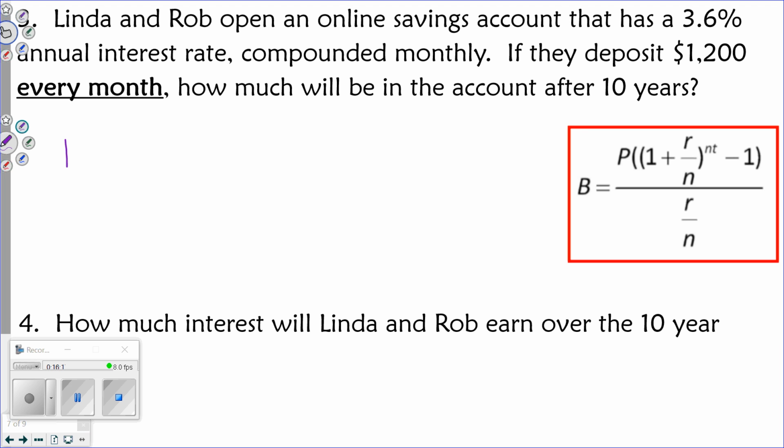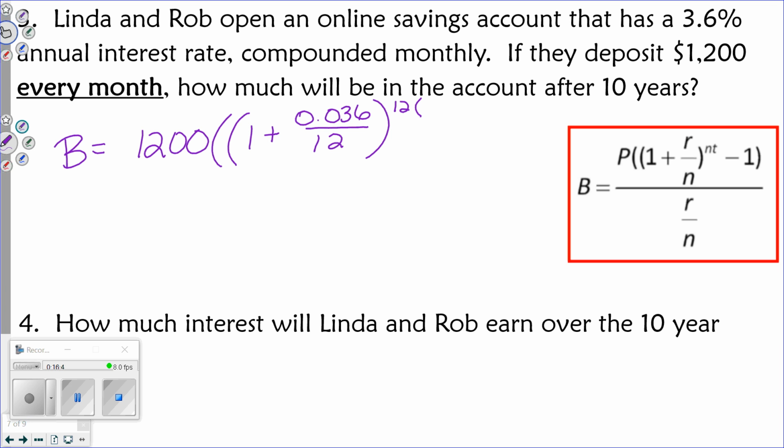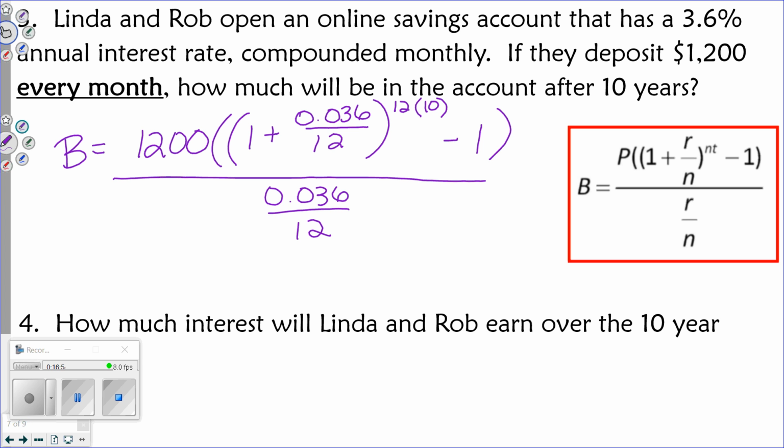All right, so we have B equals, they're putting 1,200 in, 2 sets of parentheses, not 1. 1 plus my rate, so 0.036 over n, compounded monthly, so it'd be 12. To the 12 times how many years? 10. Minus 1, close parenthesis. And then again, my rate, 0.036 over 12.